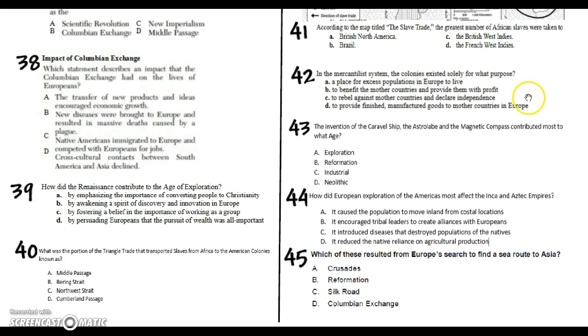43. The invention of the caravel ship, the astrolabe, and the magnetic compass contributed the most to what age? A, exploration. B, Reformation. C, industrial. D, Neolithic. Number 44. How did European exploration of the Americas most affect the Inca and Aztec empires?